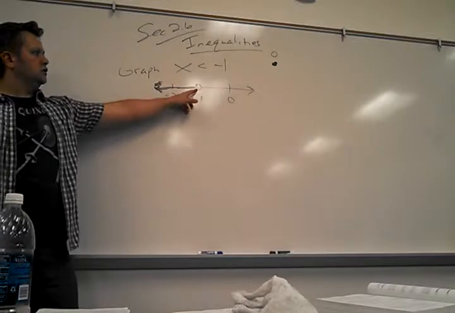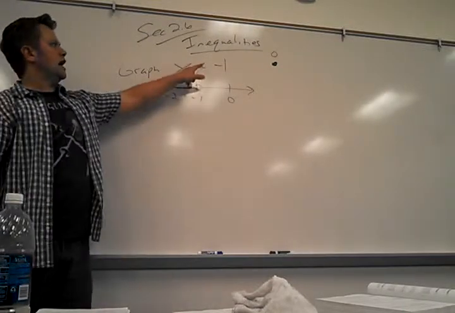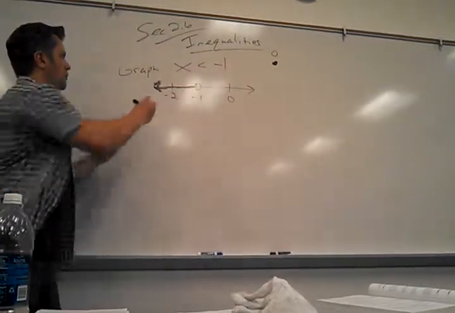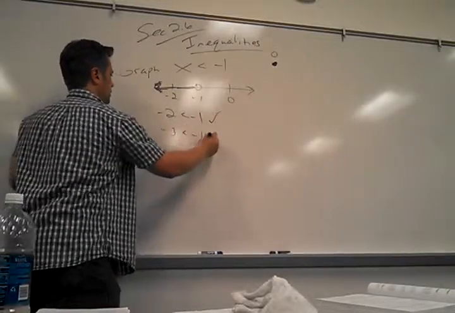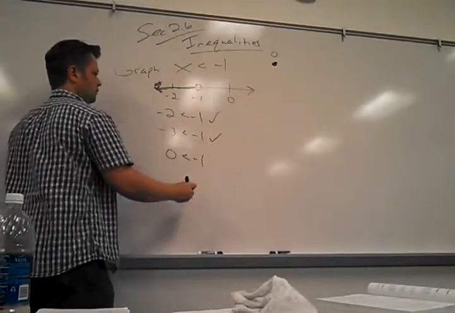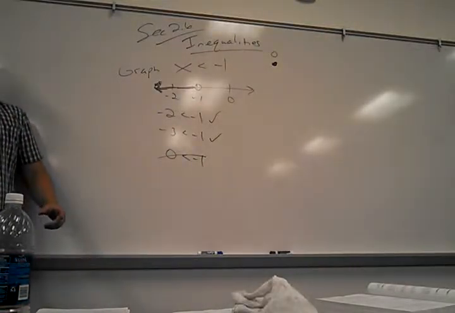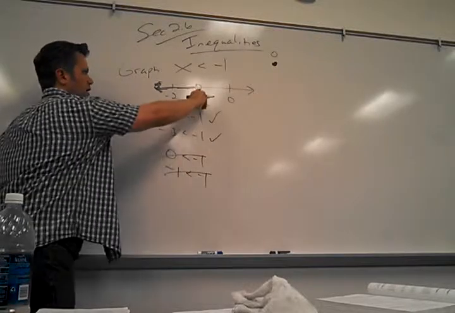That means don't include this. It means it can't be -1. If this says it's got to be less than -1, is -1 less than -1? No. But is -2 less than -1? Yes. And -3 is less than -1? Yes. Is 0 less than -1? No, and that's why it's not shaded. And -1 is not less than -1, so it's not shaded either.